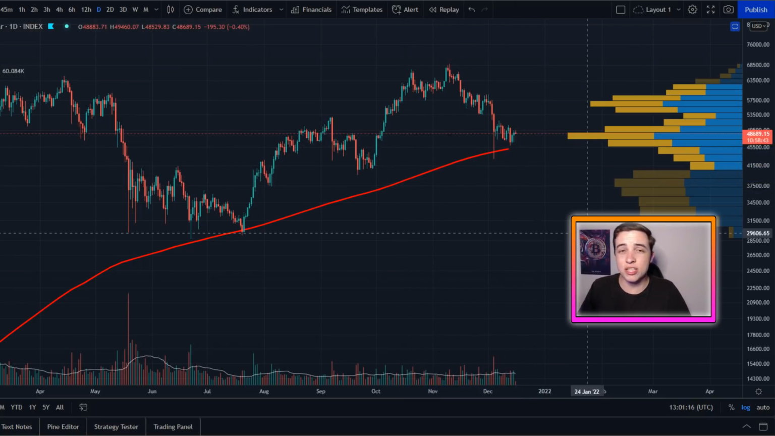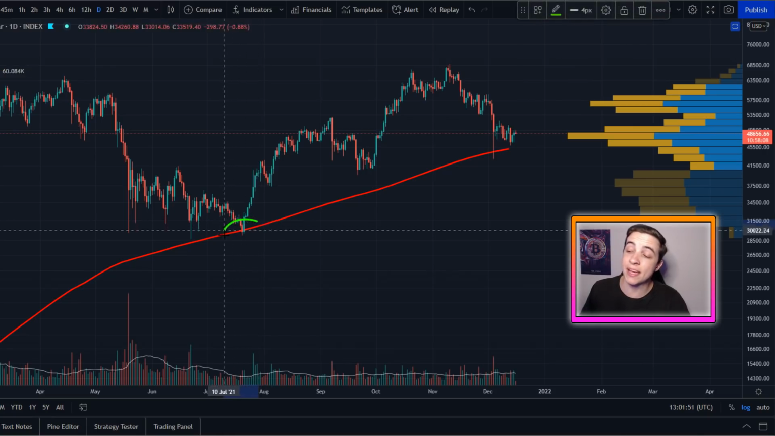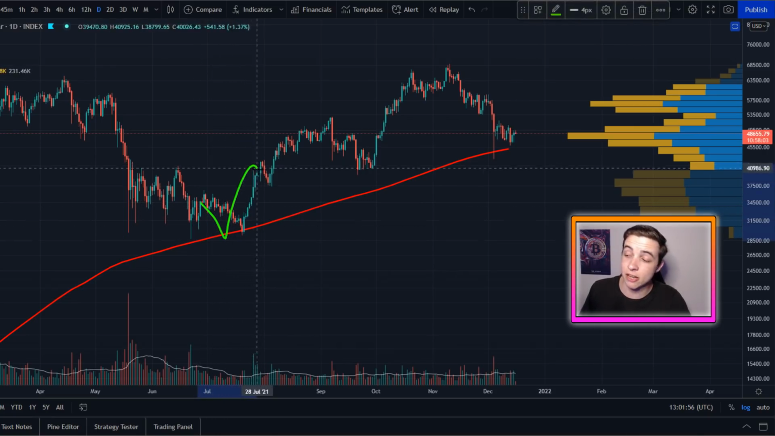Now, why have I chosen the 55-week simple moving average? Well, 55 is a Fibonacci number, and Bitcoin usually likes to respect Fibonacci numbers. And on top of that, this exact moving average also provided the bottom that we saw back in July before a lot of bullish price action was about to happen.